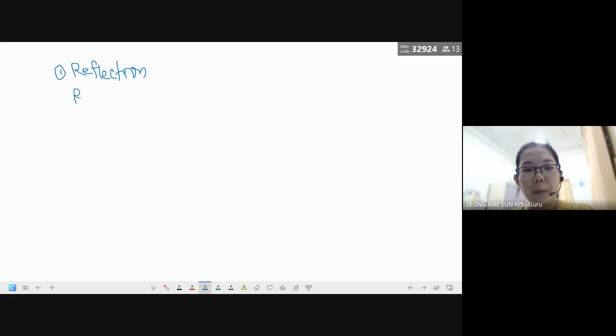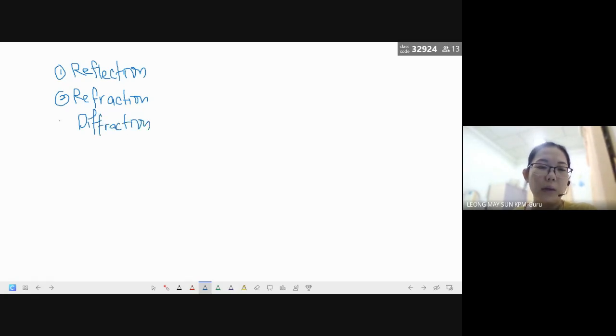Reflection of wave, then we're going to learn about refraction of wave. This too you have learned previously regarding light wave back in Form 1, if I'm not wrong, Form 1 or Form 2. Then after that, we will learn about diffraction. And then we will learn about interference.